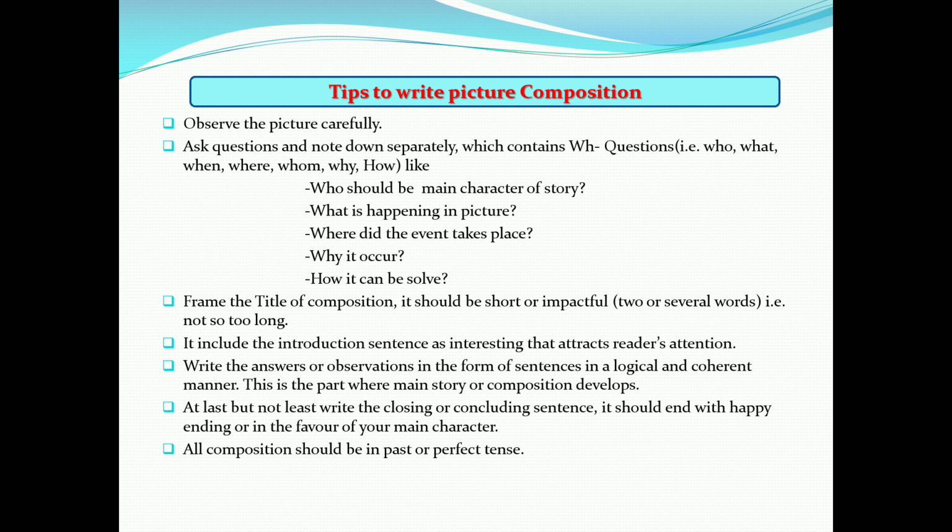At last but not least, write the closing or concluding sentence. It should end with a happy ending or in favor of your main character. All composition should be in past or perfect tense. So these are some tips to write a picture composition.